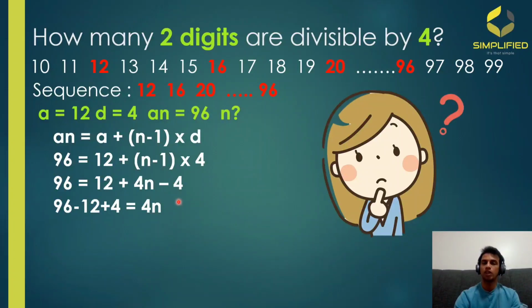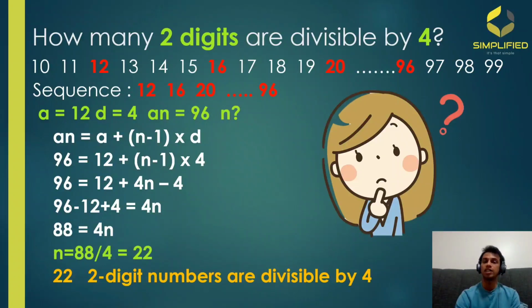On the next step, we are going to take all the numerals to the left hand side and all the n related terms to the right hand side. So what happens is minus 4 when going to the left hand side will become plus 4, and this 12 will become minus 12. So upon next simplification, what happens? We get 88 is equal to 4n, or in other words, n is equal to 88 divided by 4, which is equal to 22. In simple words, there are 22 two-digit numbers that are divisible by 4. So that's a very simple question. Now we are going to the next one.